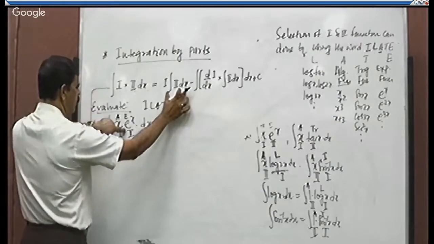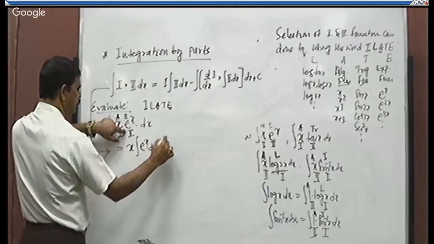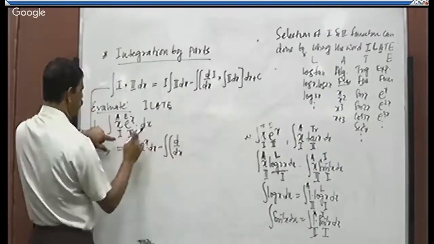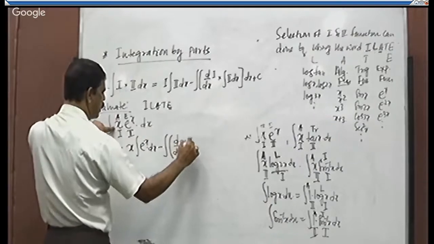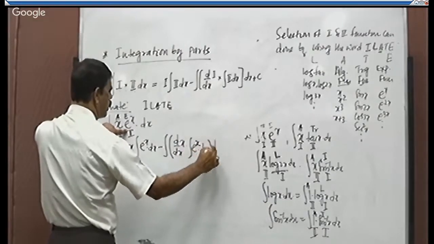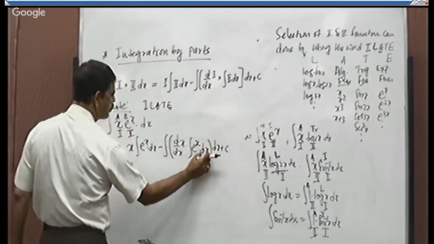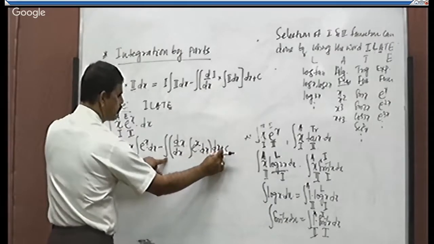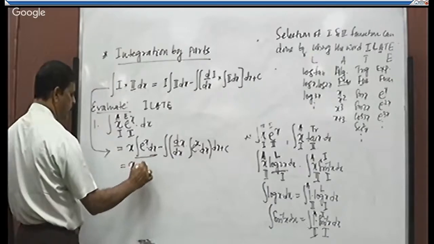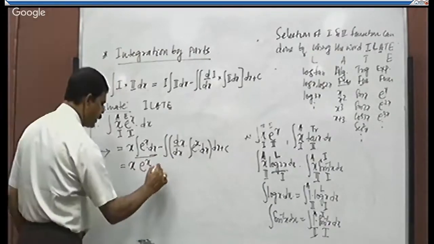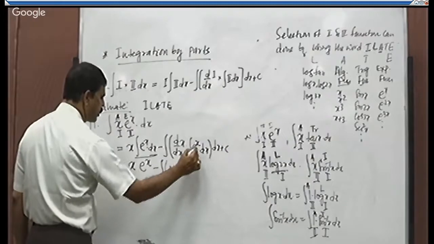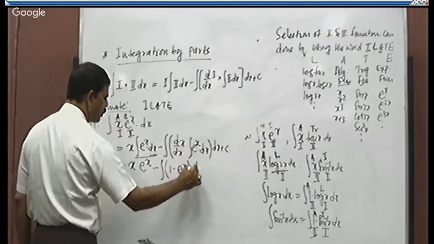Integration of second, which is e power x dx, minus integral of, put bracket, d by dx of the first function x, into integration of the second function e power x, into dx, plus c. This dx is for this integral. x times integration of e power x is e power x, minus integral of, put bracket, differentiation of x is 1, into integration of e power x is e power x, close the bracket, into dx plus c.